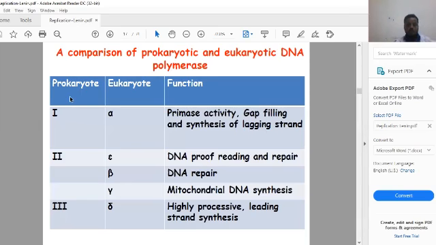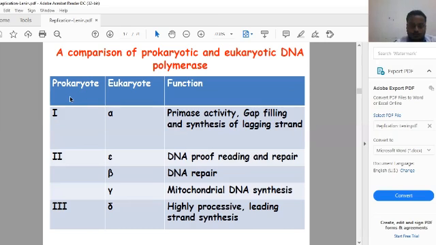So what types are present in eukaryotes and prokaryotes? The prokaryotes contain three types: DNA polymerase 1, 2, and 3. The eukaryotes have alpha, epsilon, beta, gamma, and delta. So prokaryotic 1, 2, and 3, and alpha, beta, gamma, epsilon, and delta are present in eukaryotes.